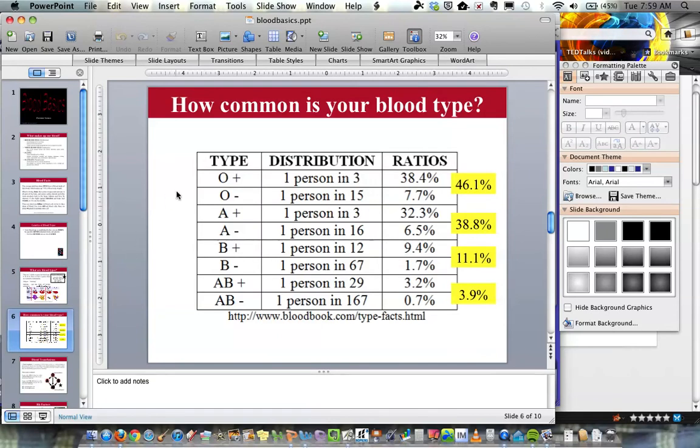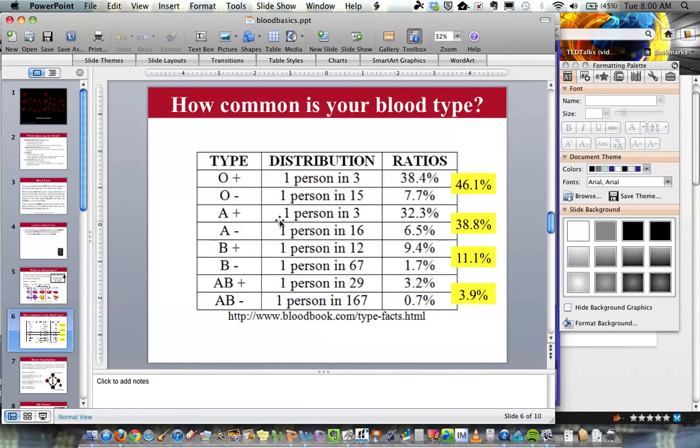Next information we have in our notes here. I don't want you to worry about this distribution column here. I don't want you to worry about the percentages here. What I want you to know in your notes would be general statements talking about which blood types are most common and least common. So if we look at this type O here, we have O positive and O negative. Combined make up about 46% or so of the population. We can say the majority of the population has type O blood.